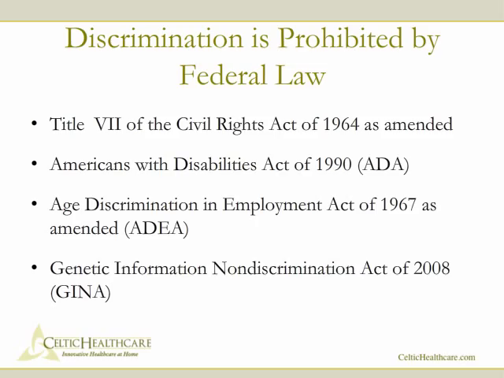The first law that prohibits discrimination is Title VII of the Civil Rights Act of 1964, as amended. The next federal law that prohibits discrimination is the Americans with Disabilities Act of 1990. Another law that prohibits discrimination is the Age Discrimination in Employment Act of 1967, as amended. And lastly is the Genetic Information Non-Discrimination Act of 2008. In the next 4 slides, we will go into more detail on each of these 4 acts.